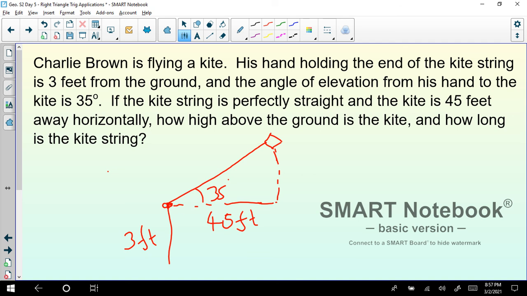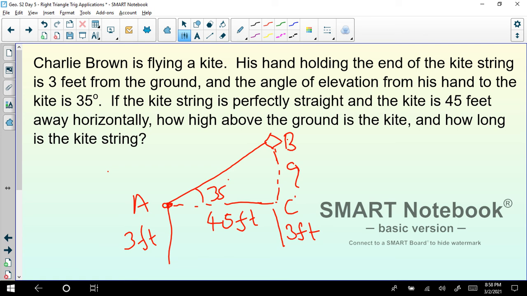They are asking BC. With reference to this 35 degree angle, the height above the ground is this plus this 3 feet. We need to add the 3 feet because Charlie's hand is located 3 feet above the ground. So the height above the ground is 3 feet plus this BC.